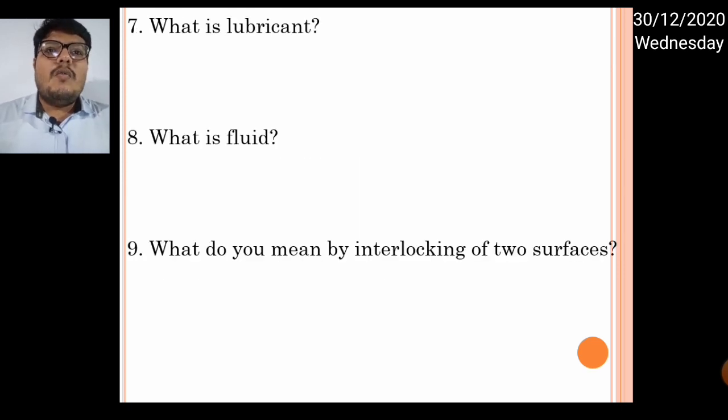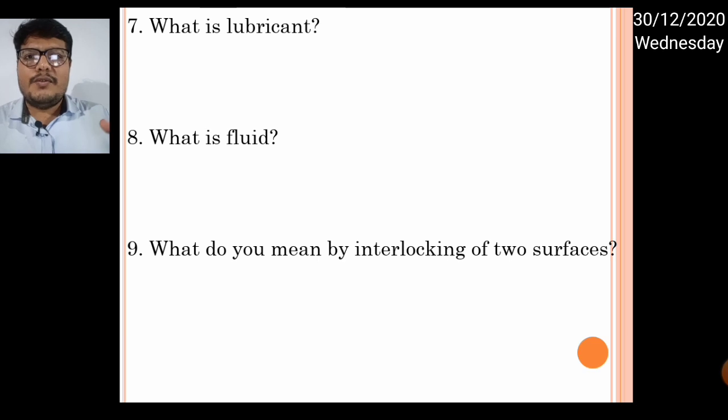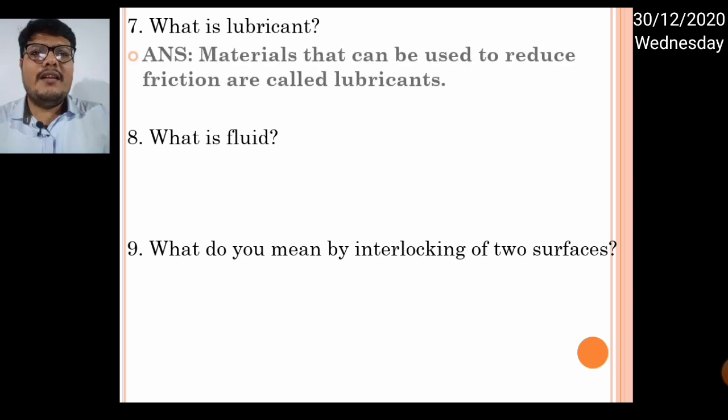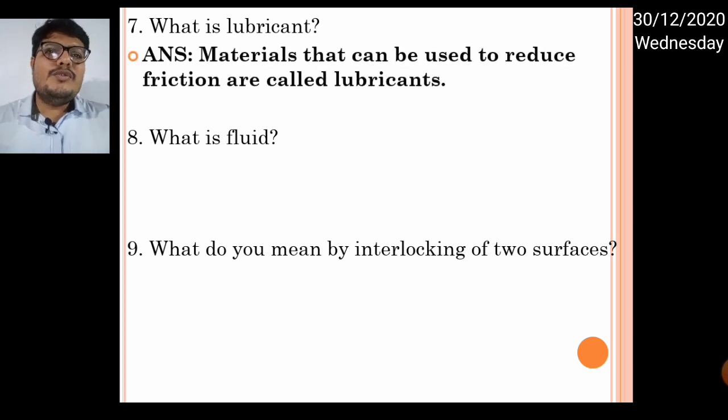What is a lubricant? Lubricants are substances which reduce friction. In a simple way we can say it like that. There are many lubricants, such as oils and the powder that you sprinkle on a carom board. So the simple definition you have to write here: material that can be used to reduce friction is called lubricant, or are called lubricants.